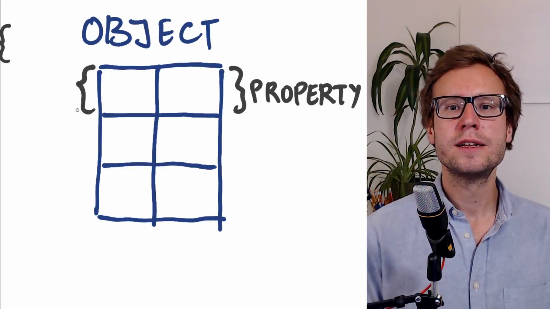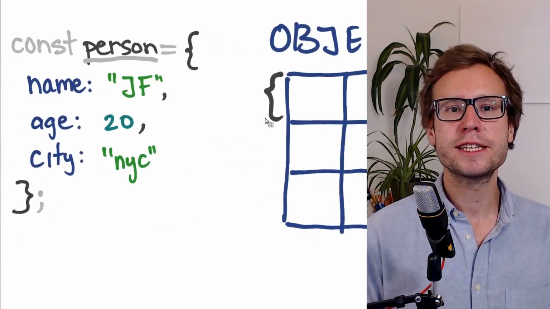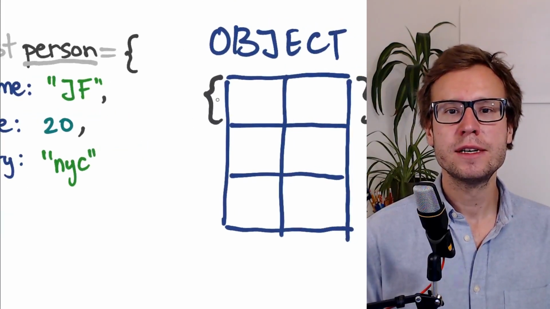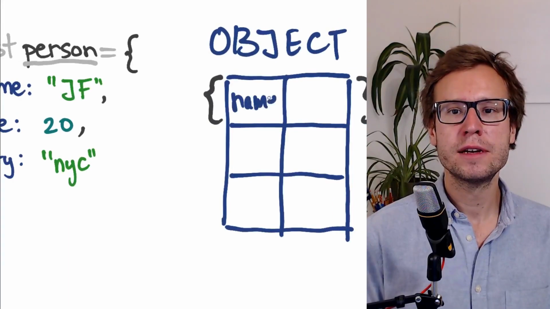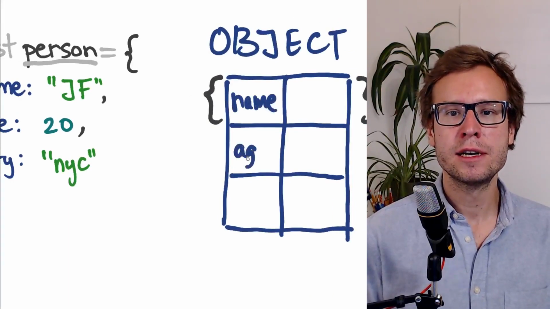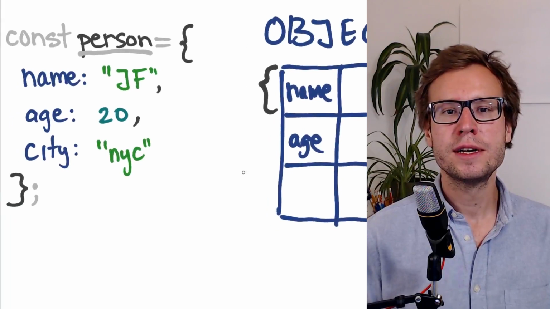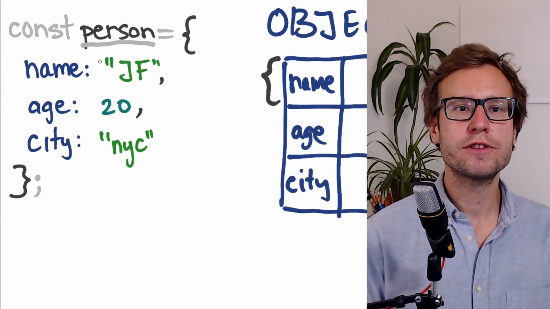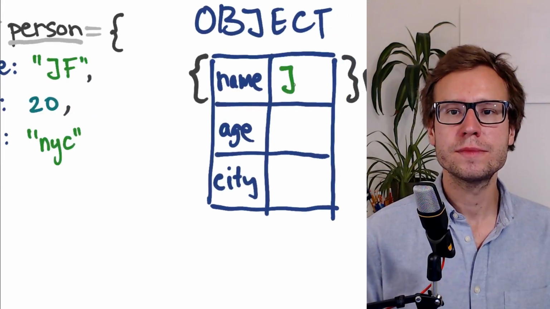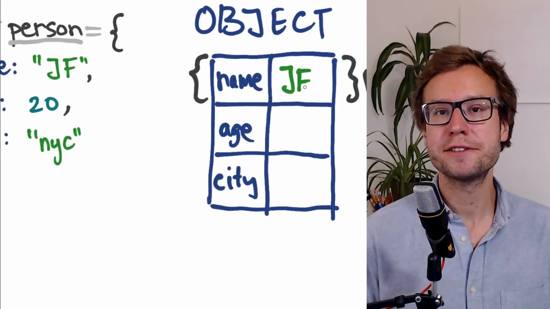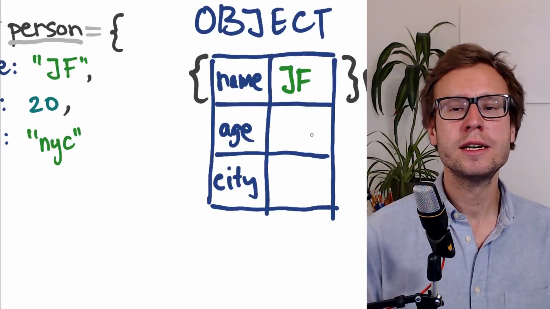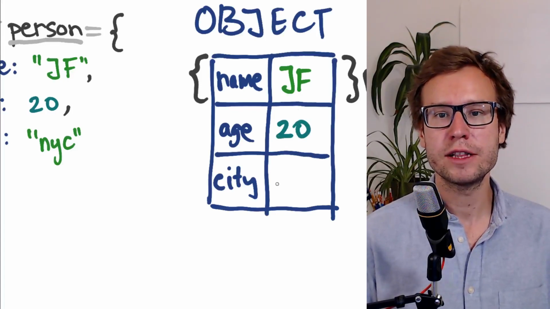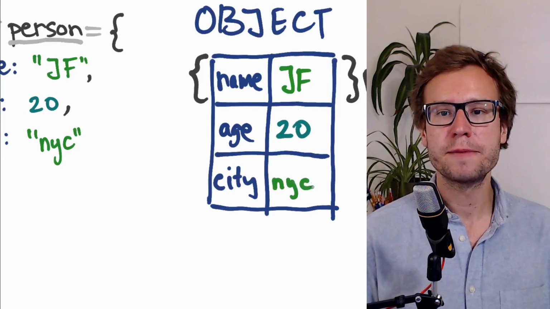Just this row. And if we look at this example, well, what does the property have? It has a name. The name is name. The second name is age. And then the third name here is city. And as for the values, we have this property has a value here, which is a string. The next one has a value that happens to be a number, and the final one is another string.